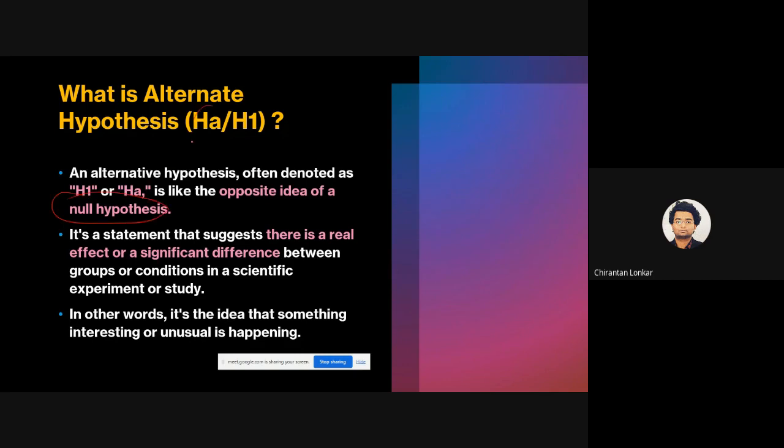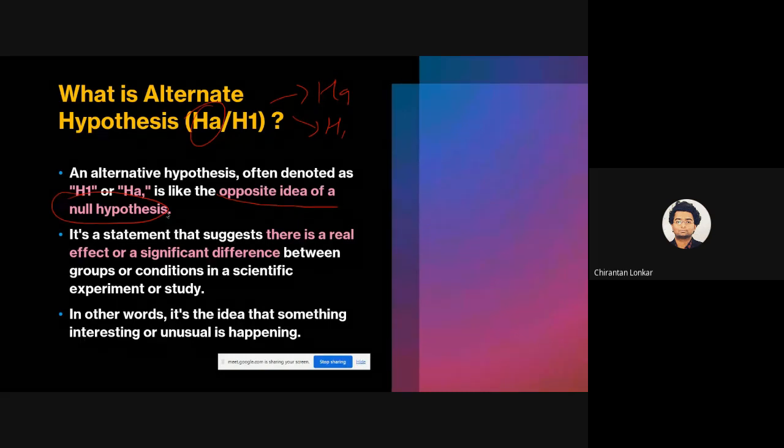The alternate hypothesis is given by HA, or it is also given by H1. Both mean the same, you can use either. It is the exact opposite idea of the null hypothesis. What was the null hypothesis, guys? If you can recall, Carlsberg and Heineken taste the same. What can be the alternate hypothesis? That Carlsberg and Heineken don't taste the same. Heineken tastes better than Carlsberg, or Carlsberg tastes better than Heineken.